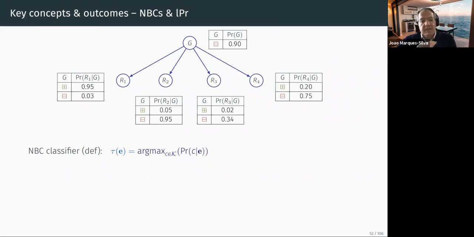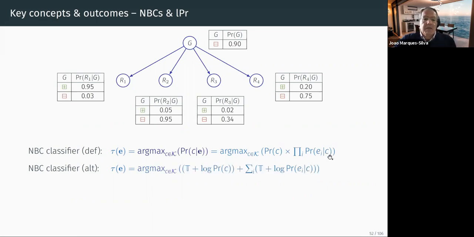And if we are given some evidence, we want to pick the class that maximizes the probability. For those familiar, this is the expression. We use conditional independence so that we can compute the probability of C times the probability of the leaves conditional to the class. Okay.